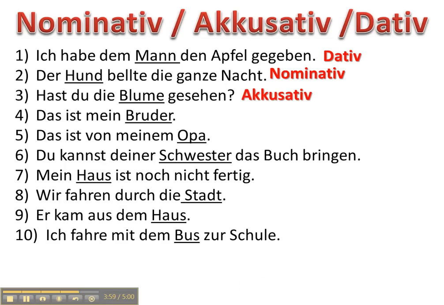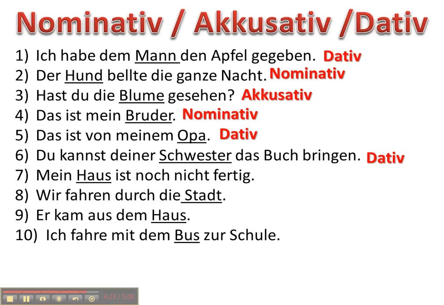4, das ist mein Bruder. Brother is nominative because it's the predicate nominative that comes after a form of sein, ist. 5, das ist von meinem Opa. This is dative because von is a dative preposition. 6, du kannst deiner Schwester das Buch bringen. The Schwester here is the indirect object, so that makes her dative case.